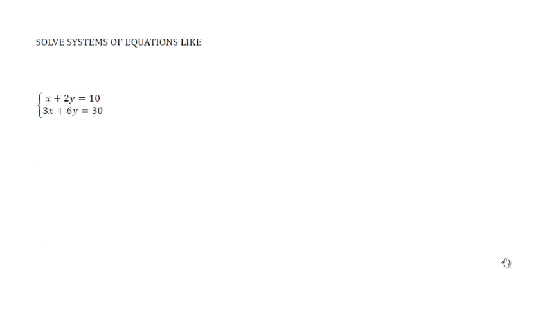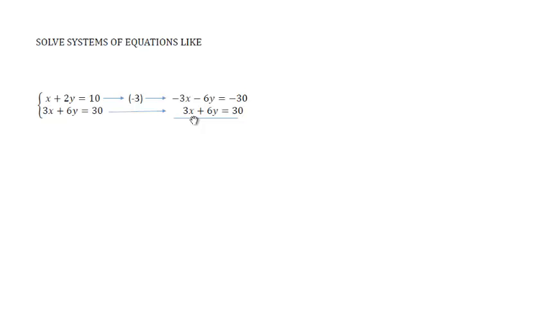To solve a system of equations using elimination, you need to make the coefficients of at least one set of the variables, x or y, opposite values. If we multiply the first equation by -3, this x will become -3x and be the opposite of 3x. -3 times x is -3x. -3 times 2y is -6y. -3 times 10 is -30.